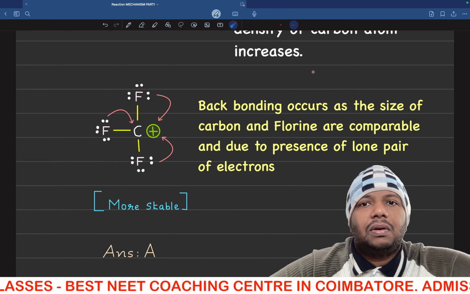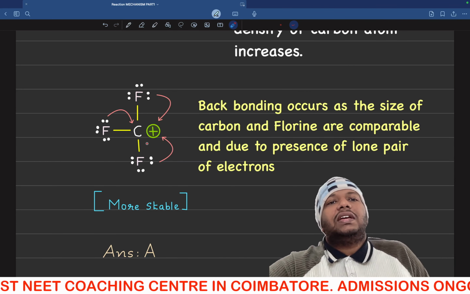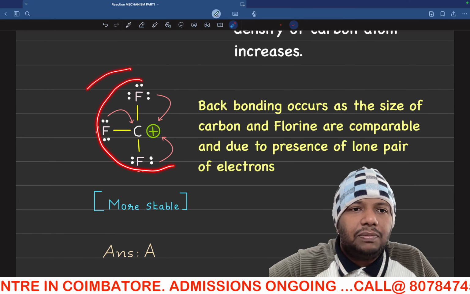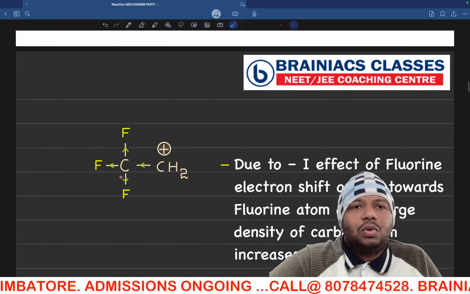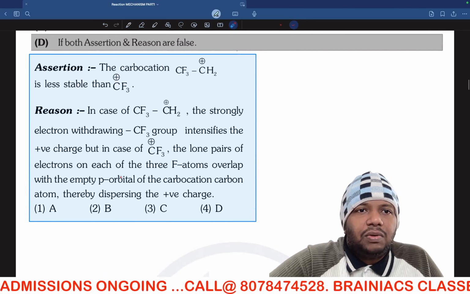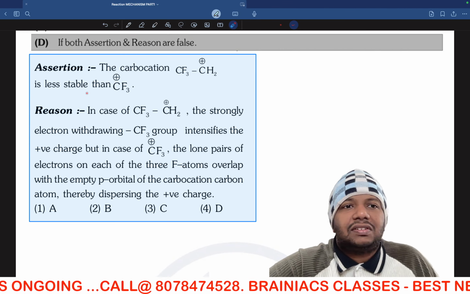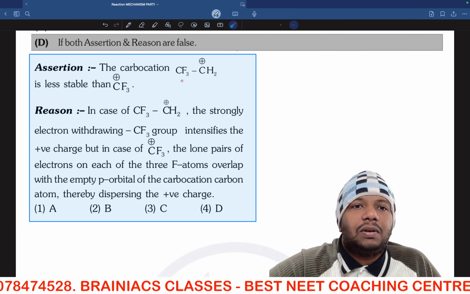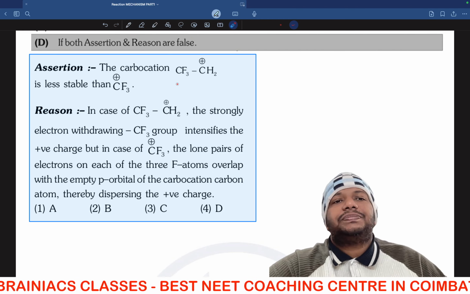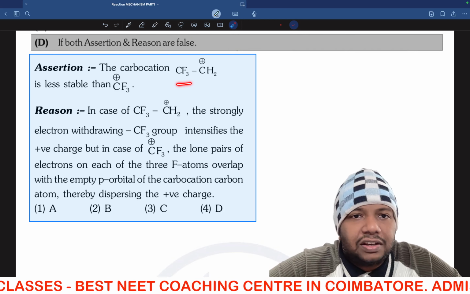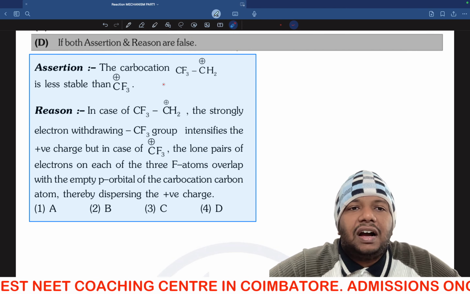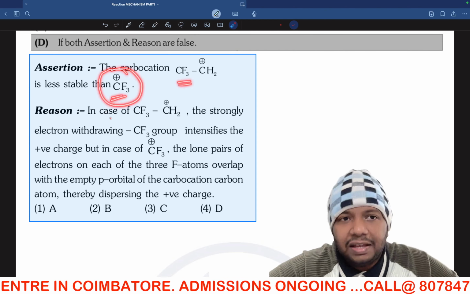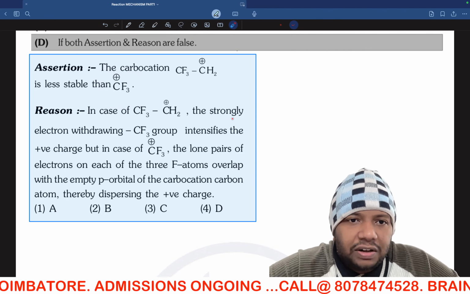increases. Okay, stability increases. So I can say this structure is more stable. Okay, this structure would be more stable. So please look at the assertion. We can say the carbocation is less stable than CF3 plus. So the assertion is a true statement. Why? Because the carbocation CF3 CH2 plus, we can see it is less stable compared to this one, because this is stabilized by what? Back bonding. That is what explains as a reason.